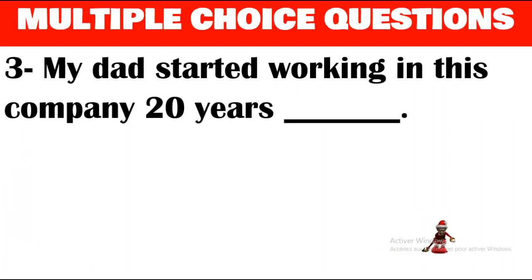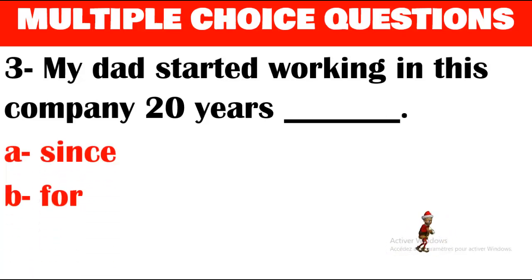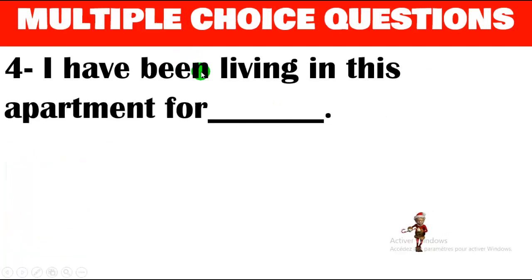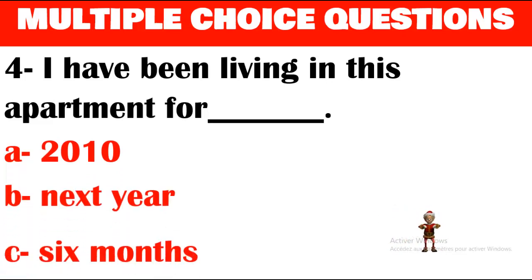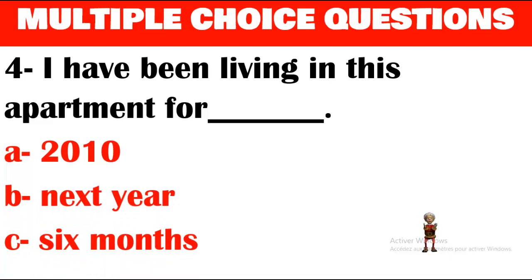Number 3, my dad started working in this company since, for, or ago. "Ago", because here we have the preterite. Good. Number 4, I have been living in this apartment for 2020, 2010, next year, 6 months. The right answer is 6 months because it is "for", and "for" is for the duration.